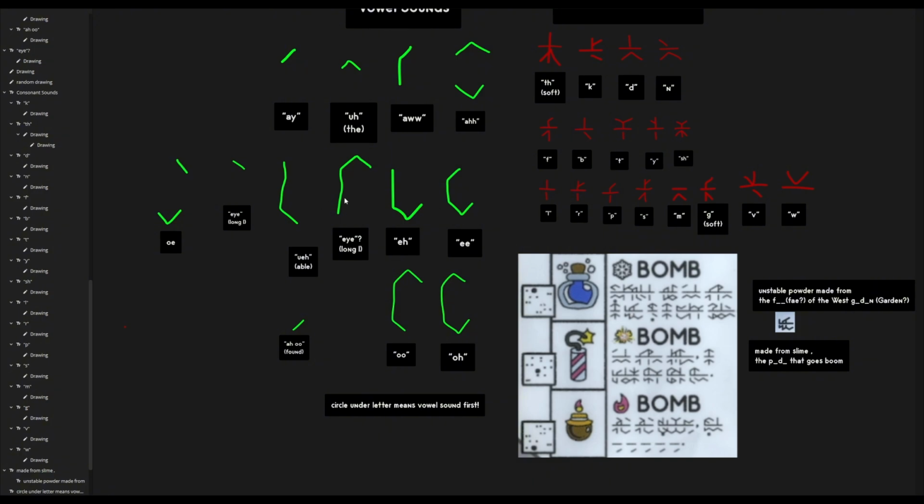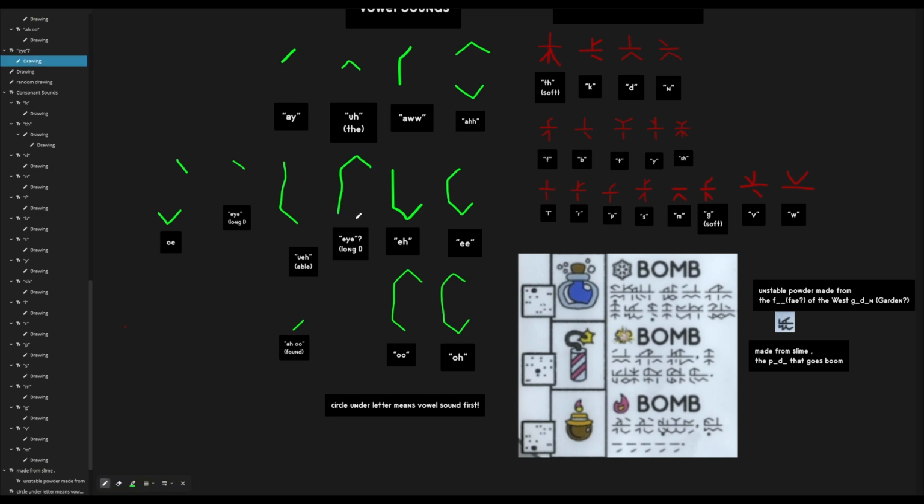Now, where did I see this that I thought it was I long I? Unstable powder made from the Fae of the West Garden. Made from... Oh, it was here. Is it the same as this? No. Ooh. Slime. Climb. Slime. So this is actually not complete.